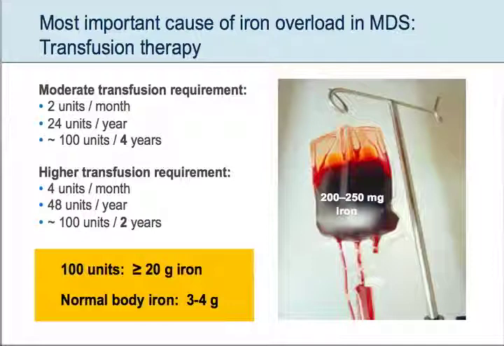Consider a patient who has a relatively high transfusion requirement of 4 units per month, which is not extraordinary. This patient will receive about 100 units of red cells over 2 years. And 100 units of packed red cells is equivalent to at least 20 grams of iron, because every unit of packed red cells contains 200 to 250 milligrams of iron.